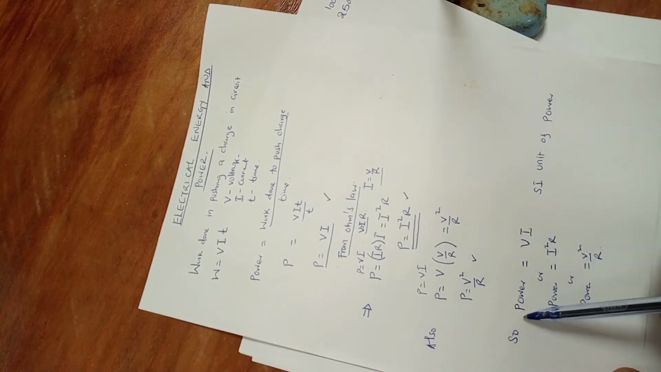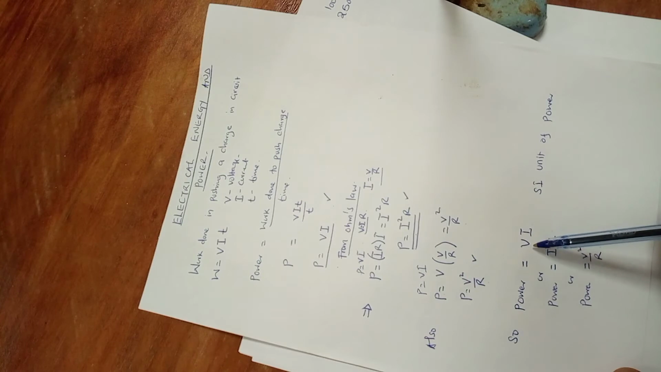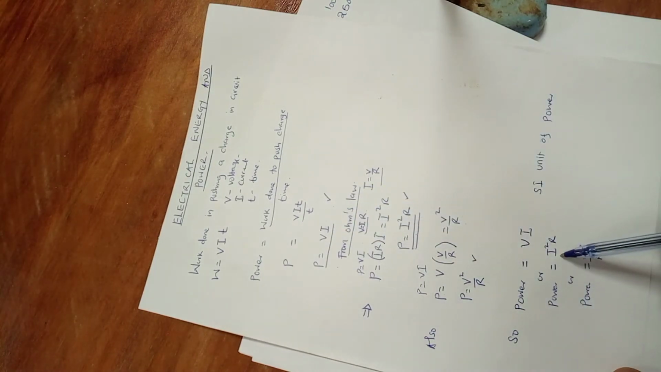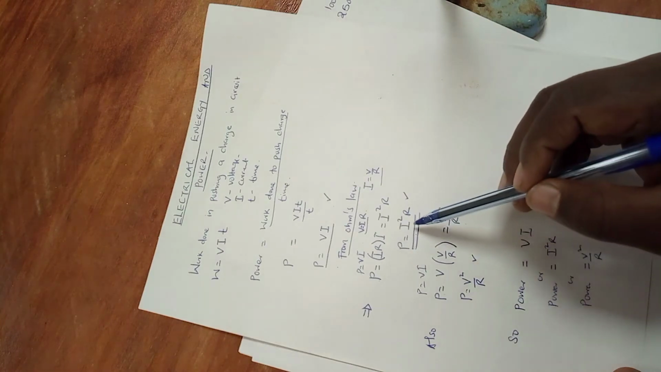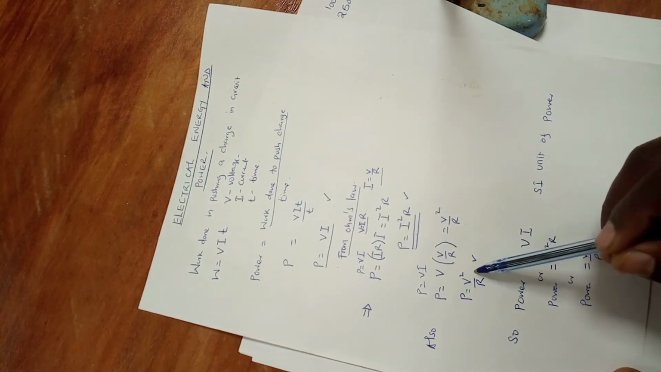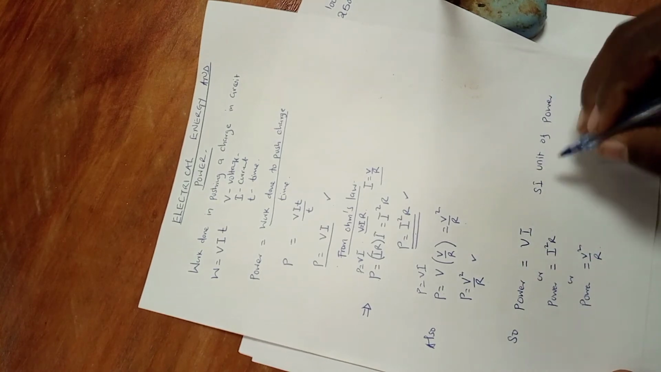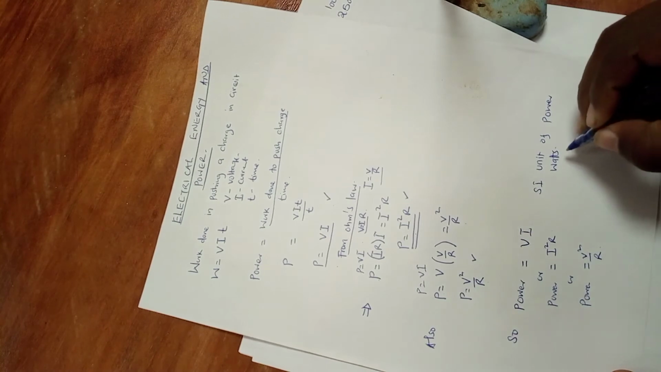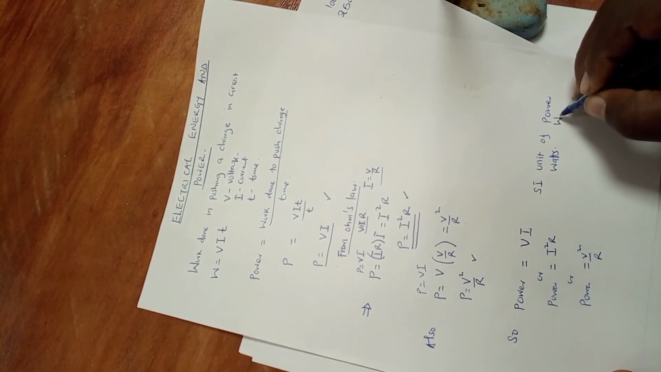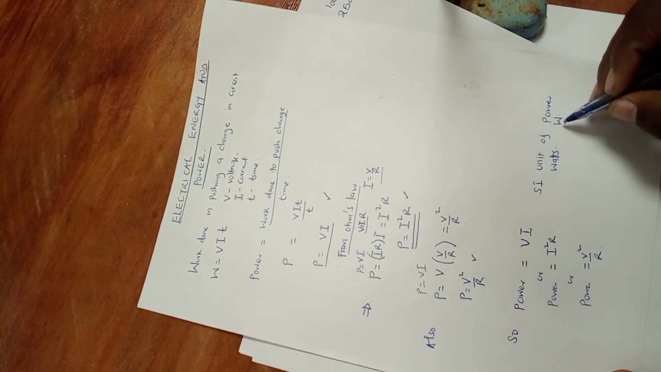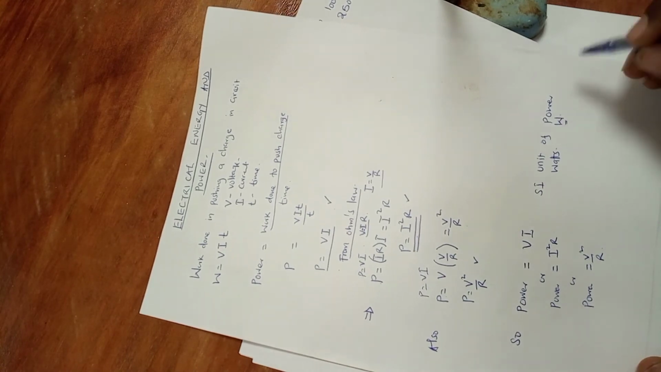So in summary, I can say power is given as VI, as seen earlier. Power is also given as I squared R, as seen here. And power is also V squared over R. The SI unit of power is watts, whose symbol is W. So any value that we get will have watts to show that it is power.